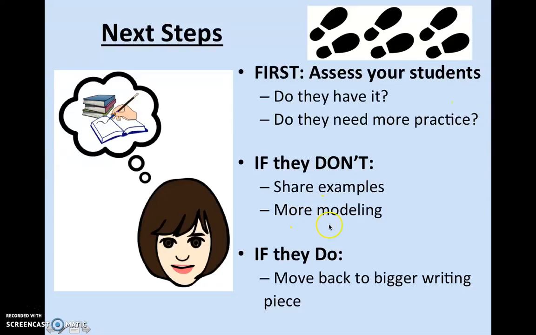Again, thinking about, okay, maybe they need more modeling. They haven't had that much exposure with writing. Maybe I need to pull in some more books. Maybe I need to just show them my thinking of what I would do. But if they do have it, you can move to that bigger writing piece.